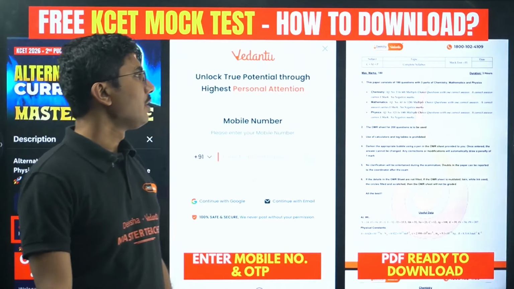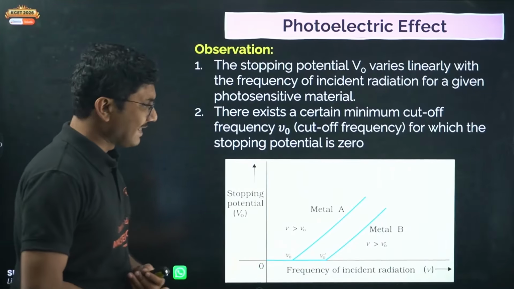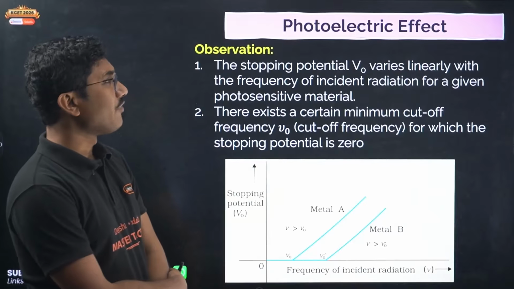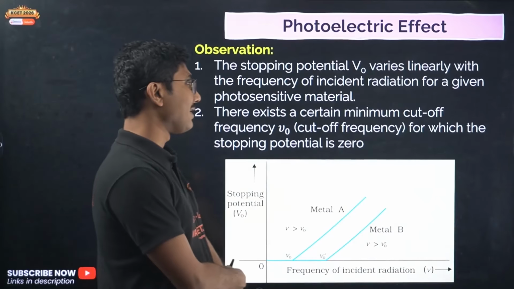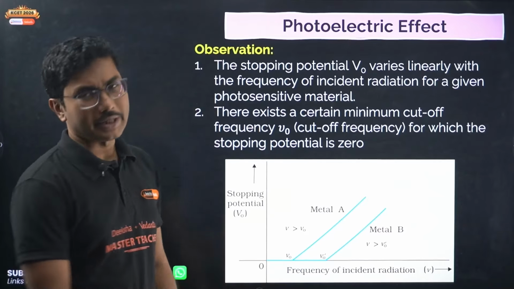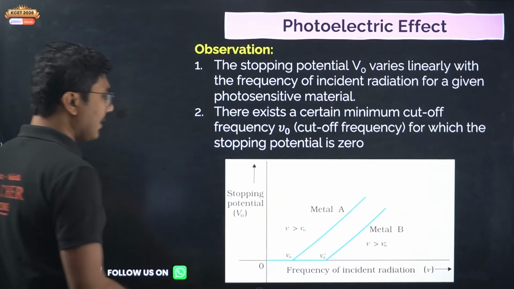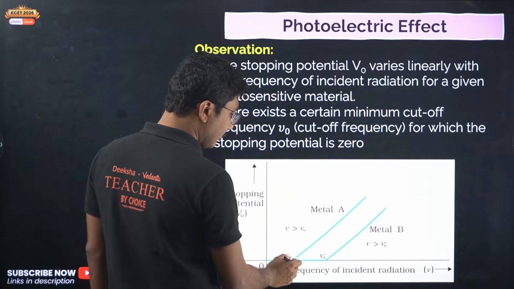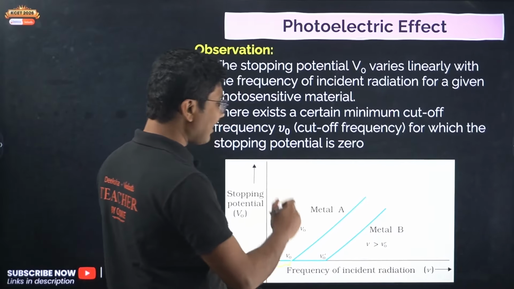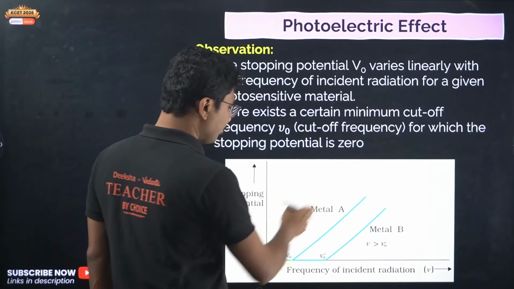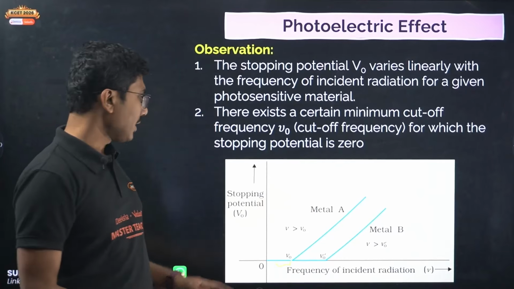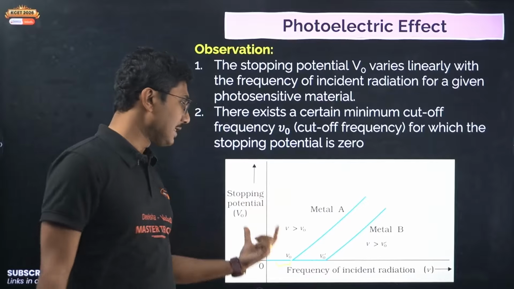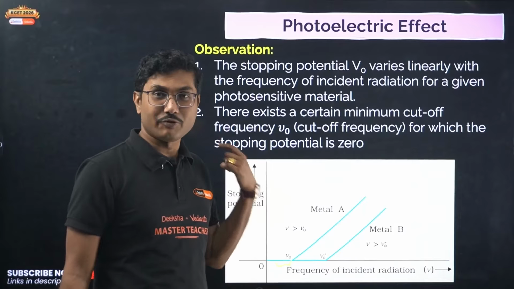Next, photoelectric effect observations. What are the observations? The stopping potential V0 varies linearly with the frequency of incident radiation for a given photosensitive material. As I mentioned, this is true, and if you plot the graph, you will see that there is a value nu0, and beyond that it is directly proportional. So it is not starting from the origin. The stopping potential is not zero even for zero frequency; it becomes zero only from a certain starting frequency.